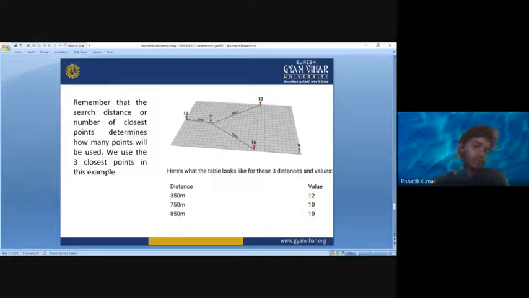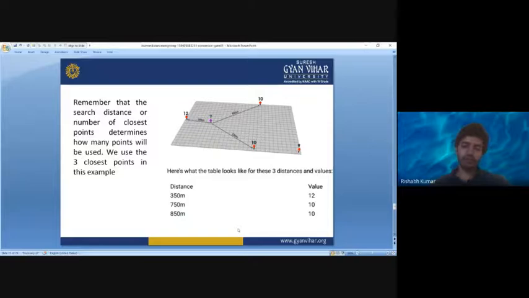So how did we find the value at our prediction location, denoted by this violet dot? You just find the distance between your input locations and your prediction location. You can see the distance of this one from your violet location is 350 meters, this location is 750 meters, and from here to here it is 850 meters.